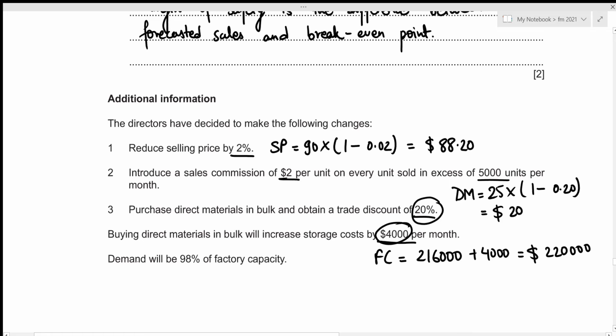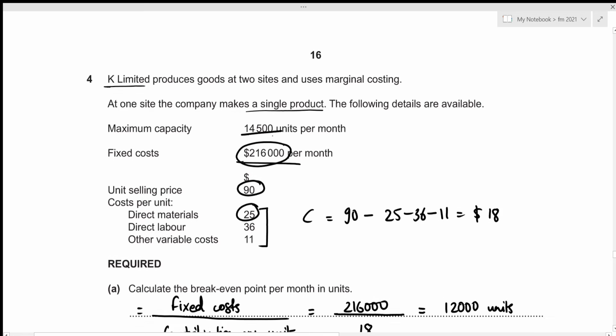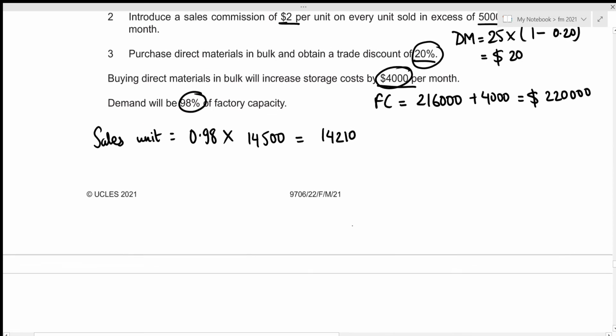Okay, then we're also told that demand will be 98% of factory capacity. So the sales unit is just going to be 98% of factory capacity. So that's 0.98 times the factory capacity units, which is given above to be 14,500. Let's write it down. So that's 14,500 times 0.98, which gives the total units sold to be 14,210. Okay, now let's move towards the third question.